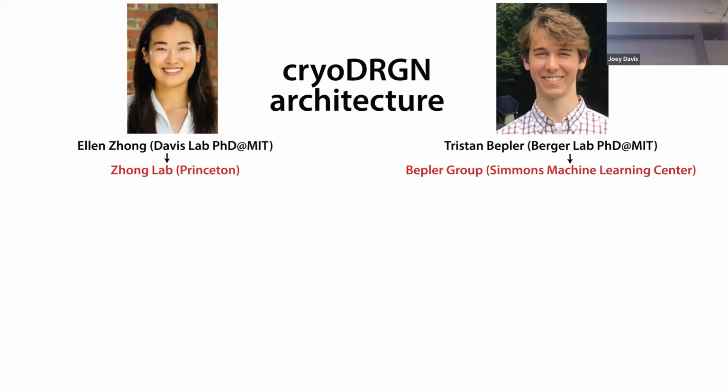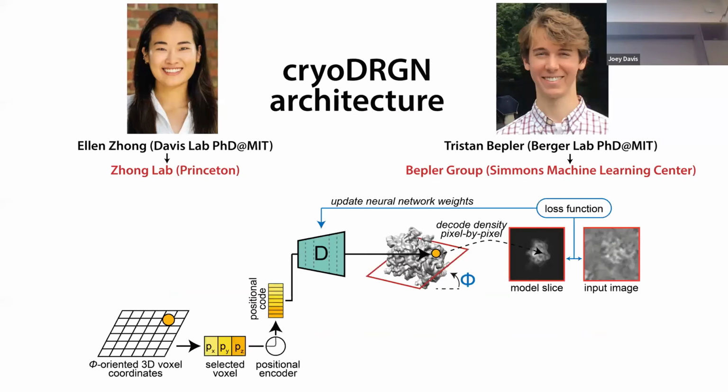Okay, so how did Ellen figure out how to learn this mapping function? We broke this into two parts. The first part is exactly what I just told you. There are some details here which I'm happy to discuss about how you convert from these Cartesian coordinates to a code that's learnable by an MLP.